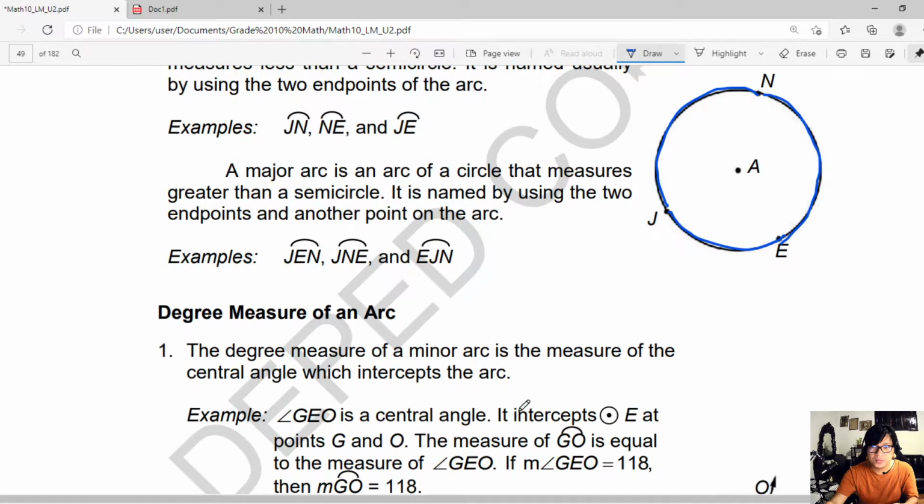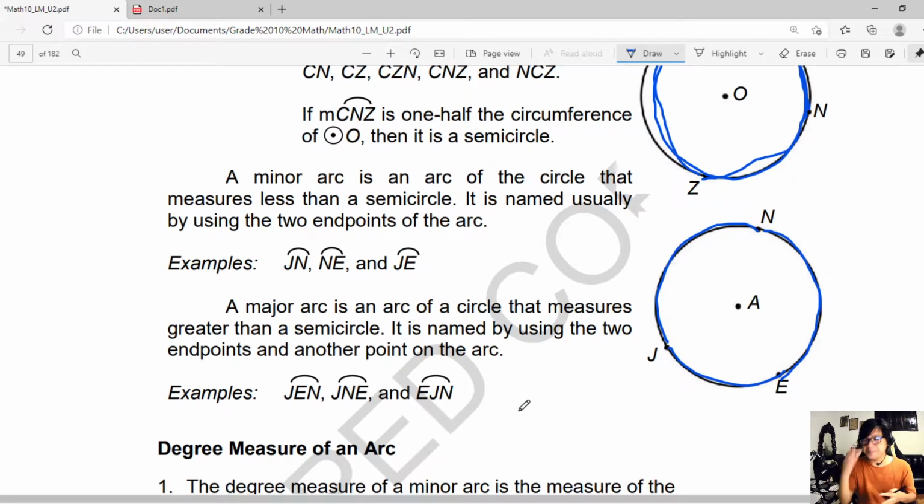Okay, so yan na yung ating guideline sa pag-name ng arc. So pag minor arc, we usually use 2 letters. Pag major arc naman, 3 letters.